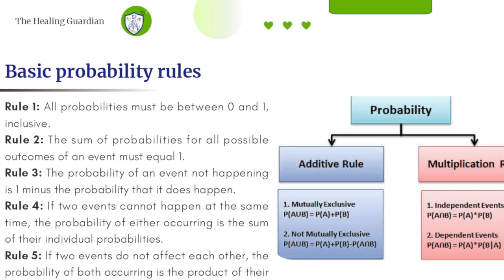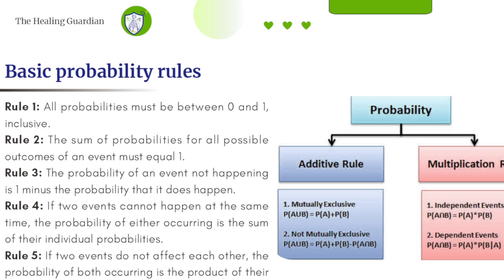The basic probability rules are the ones we base on to make the inferences. The first one says all probabilities must be between 0 and 1. We have already mentioned that. The sum of probabilities of all possible outcomes of an event must be equal to 1. The probability of an event not happening is 1 minus the probability that it does happen.